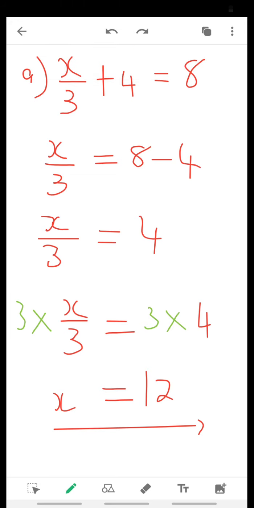Okay, so that means when I multiply by 3, the 3 times and the 3 that is dividing will cancel, and I'll be left with an x. All equals to what I do on the left, I do on the right. It will be 3 times 4, therefore I'll be getting 12. So the x value here would be x equals 12.